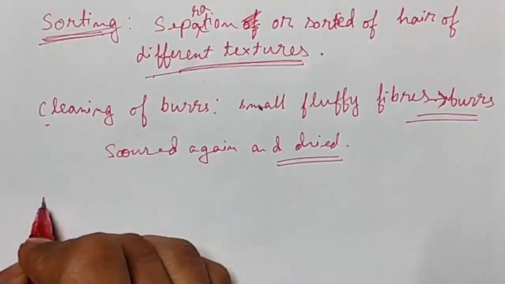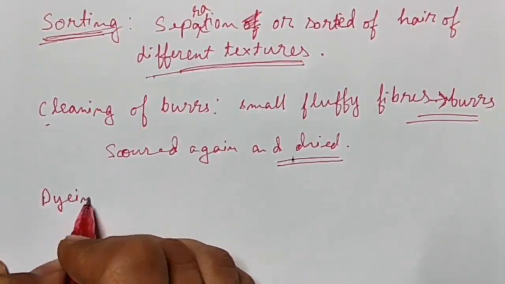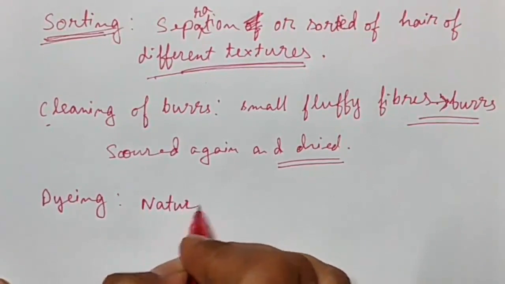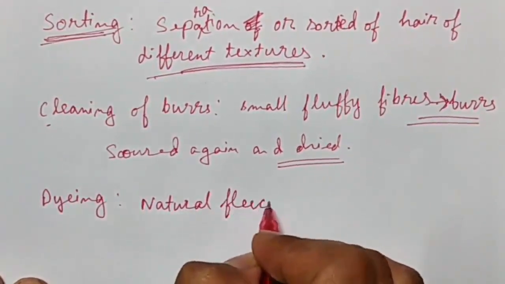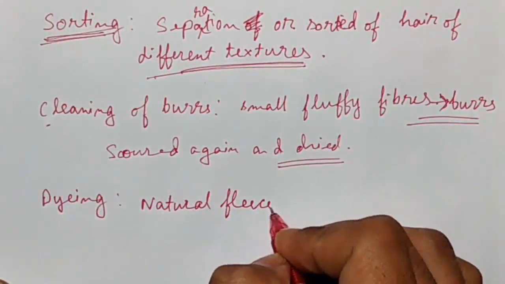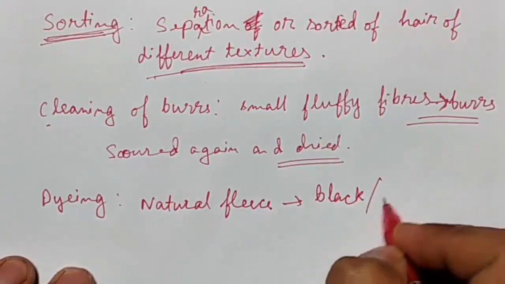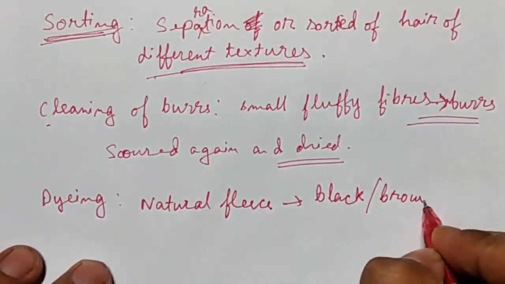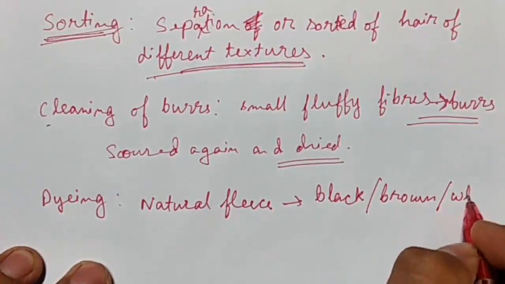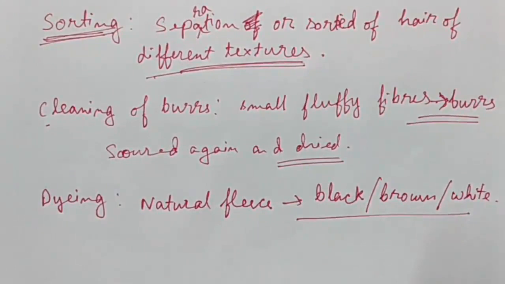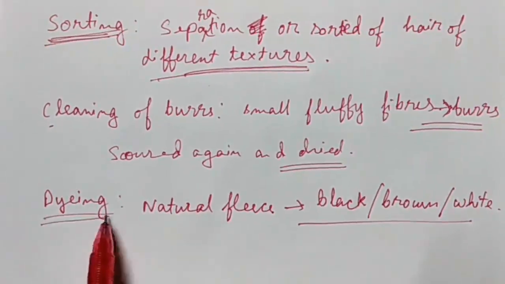The next step is dyeing. The natural fleece of sheep and goat is black or brown or white. So in order to get different colors of wool, we dye it with different colors. That process is known as dyeing.